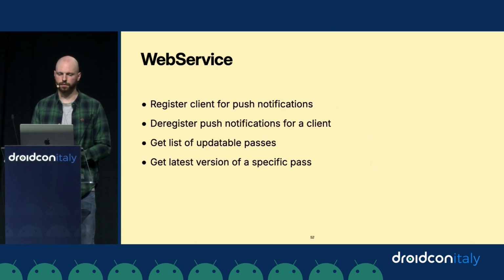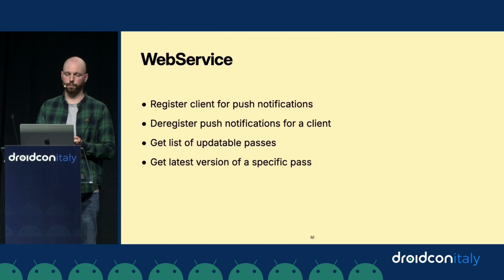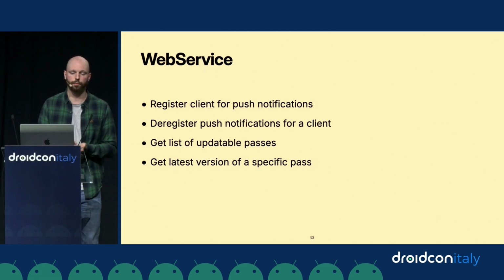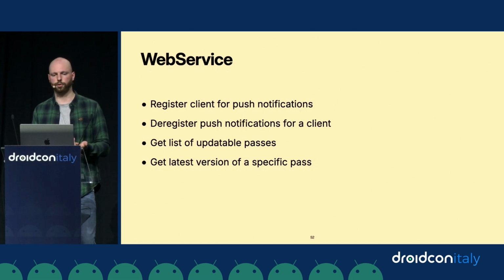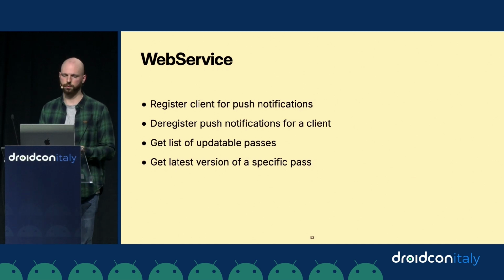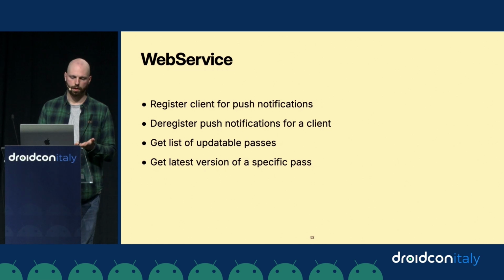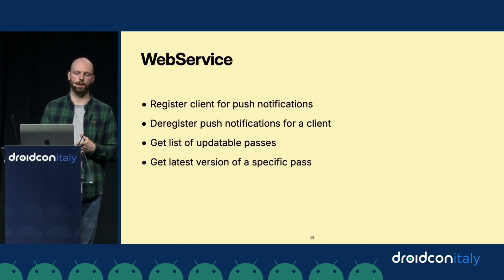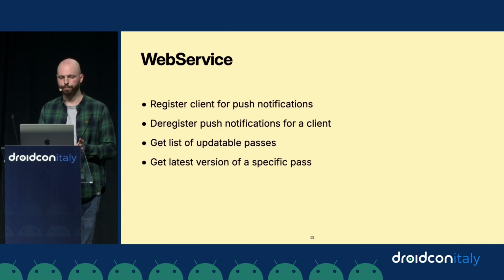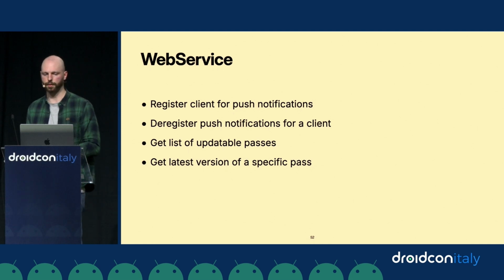And this web service is essentially made out of 4 endpoints. So the first one is to register the client for push notifications. Then we have another one for deregistration for push notifications for a client. The next one is to get a list of all updatable passes for this user or device, and also to get the latest version of a specific pass.